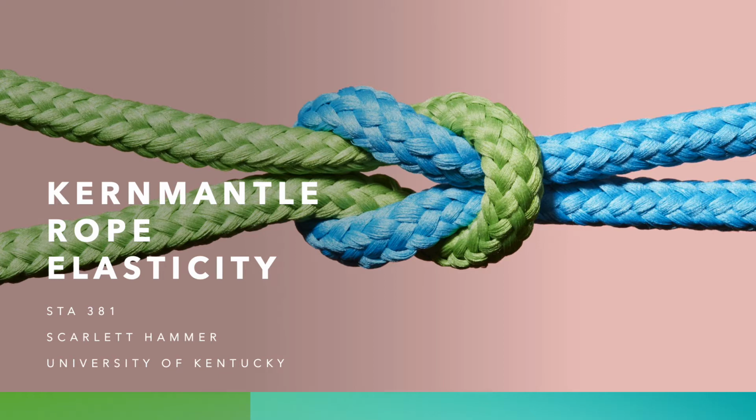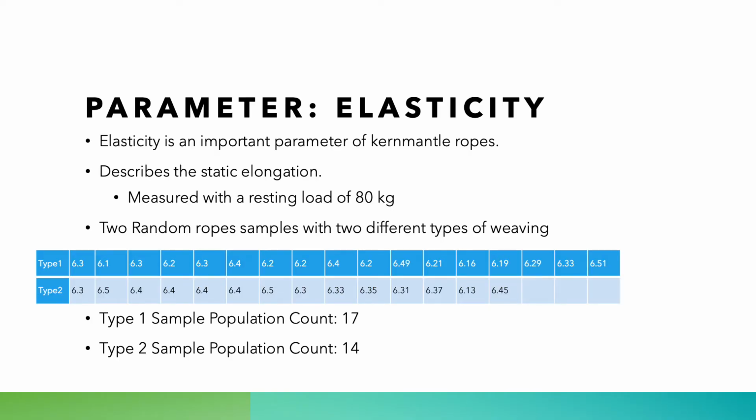Okay, so today we are talking about Kernmantle rope elasticity. So we are looking specifically at the parameter of elasticity. This is important with Kernmantle ropes because even when the rope is just hanging there and it's not being shock loaded, there is some static elongation. The resting load on these ropes is supposed to be 80 kilograms.